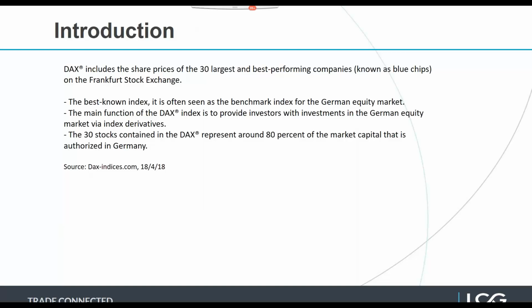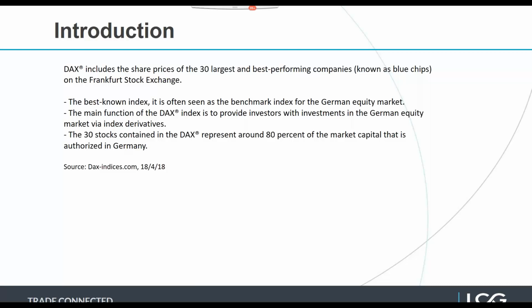So just what is the DAX? It's the 30 largest and best performing companies, known as the blue chips, on the Frankfurt Stock Exchange, so Germany's stock exchange in Frankfurt, obviously. It's the best known index, often seen as a benchmark for the German equity market, but also European equities, I'd argue, to some extent as well. The main function of the DAX is to provide investors with investments in the German equity market via derivatives. So obviously the DAX index itself is a futures product. When you're trading it with LCG, you're trading a CFD or a spread bet on that futures product.